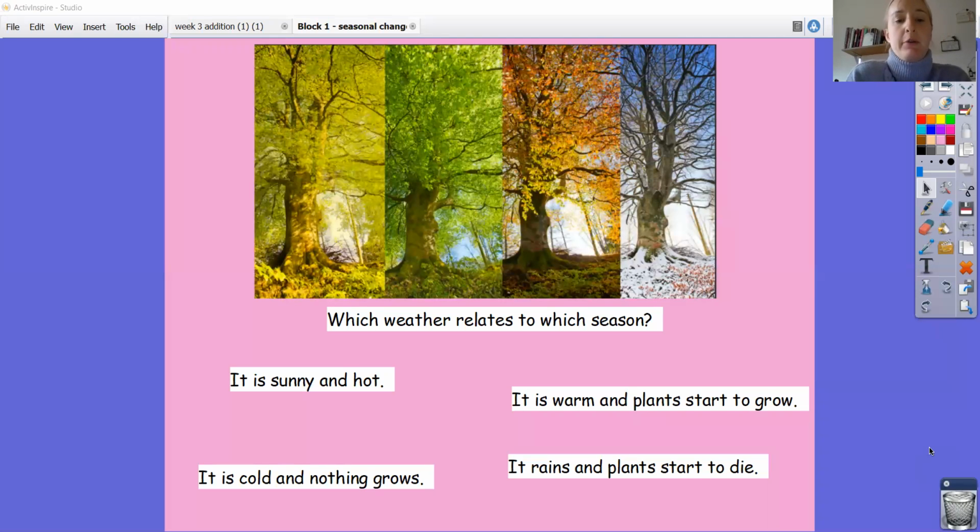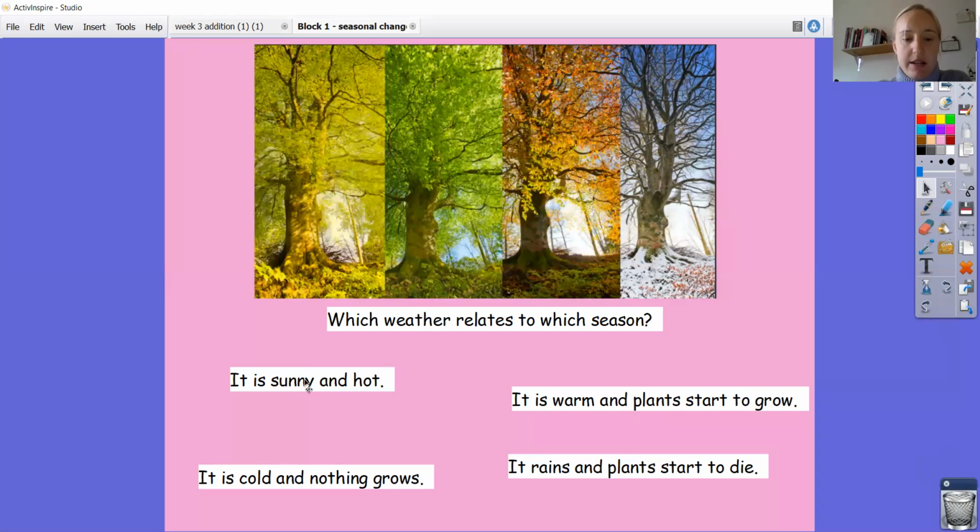Hi everyone, we're going to continue today to look at our science learning, which is focusing on the 4 seasons. So here we are again with the pictures of our 4 seasons. Let's just recap over which season relates to which picture. So the first season is spring, then it is summer, then it is autumn, well done, and the final one is winter, superb.